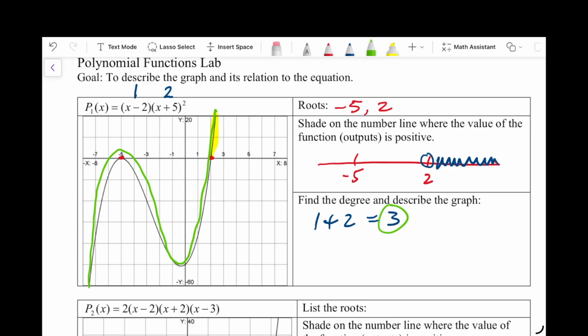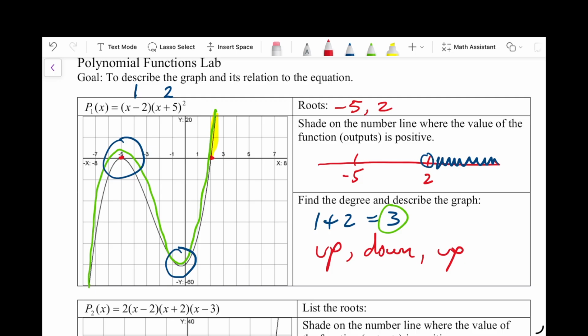Now, some textbooks will say, look at the turning points. Here's a turning point, here's a turning point. If you add 1 to the number of turning points, you'll get the possible degree. We also call it the least degree, because sometimes degrees can be hiding. It can be very deceptive. So we know the equation, so we know for sure this is third degree. My description of the graph would be up, down, up.